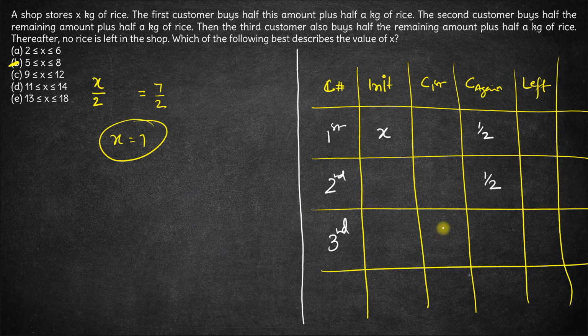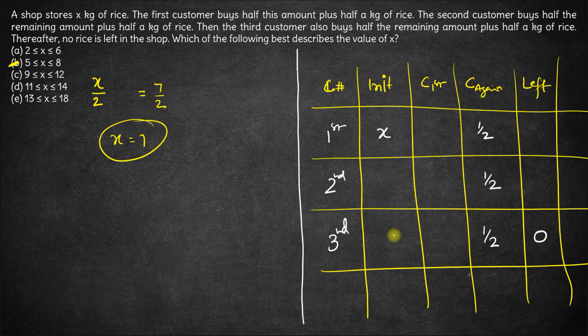Out of this, the customer will buy half, right? And from this again the customer will buy first of all half the amount, and from this the customer will again buy half a kg more, and the shopkeeper will be left with 0 at the end. So this is what we have.